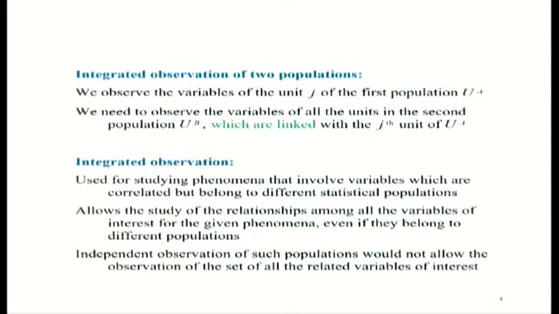The integrated observation is used for studying phenomena that are correlated but belong to different statistical populations. It allows us to study the relationship among all the variables of interest for the given phenomena, even if they belong to different populations, and independent observation of such populations would not allow the observation of the set of all related variables of interest, or even worse, could lead to biased inference on one of the two populations.